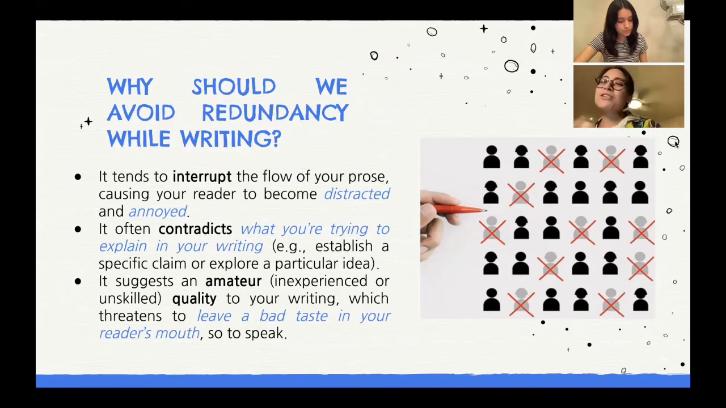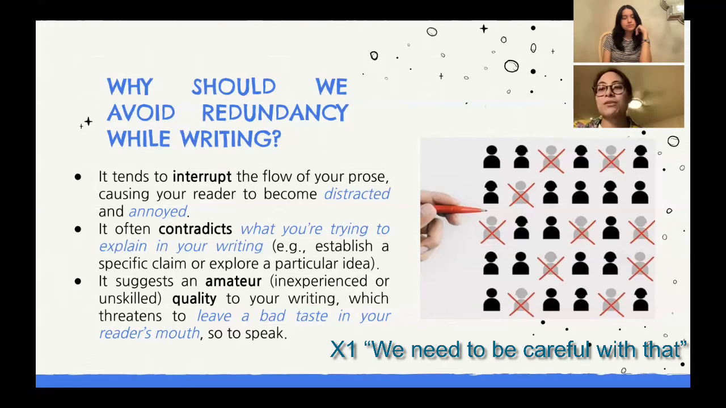All right. Why should we avoid redundancy while writing? The three main reasons why. It tends to interrupt the flow of the prose, causing the reader to become distracted and annoyed. As I was telling you, the reader can get annoyed when reading some examples of redundancy. It often contradicts what you're trying to explain in your writing, so it could cause a misunderstanding of the idea that you're trying to project in your writing. The reader might get the wrong message. So yeah, we need to be careful.